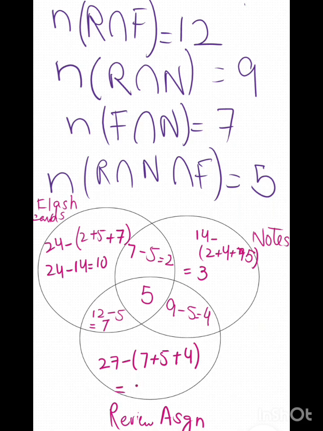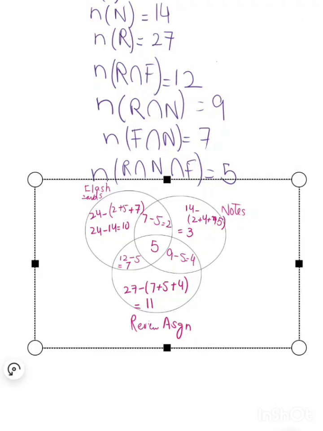So 27 minus 16, it would be 11 students who are only using review assignments. So now you can see the first part is done. We have made the Venn diagram. Now let's move on to the second one.